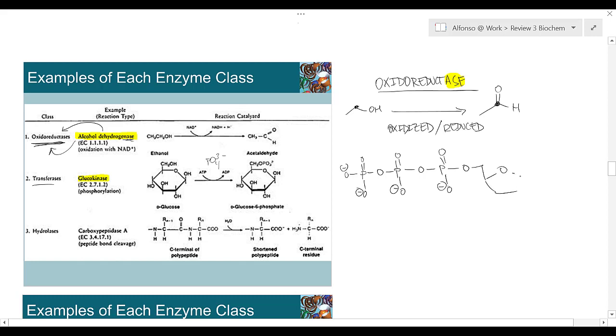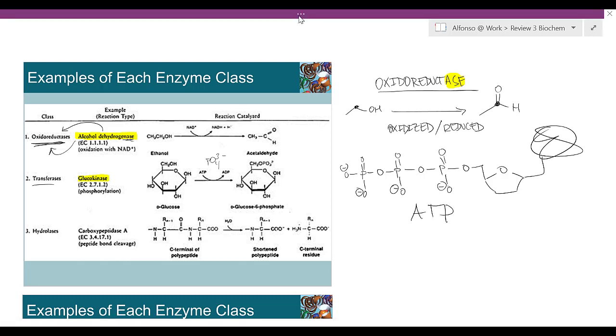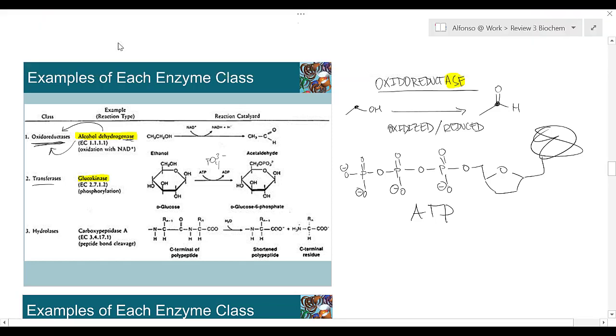We don't care about that. Okay, so this right here is ATP, and what a transferase is going to do, more specifically glucokinase, it's going to cleave off this phosphate right here, this PO4 3-, and it's going to give it to glucose, forming glucose 6-phosphate. So that's what a transferase does.